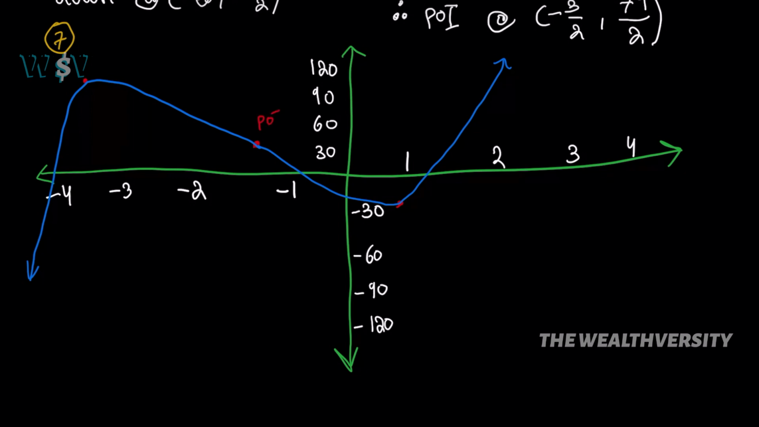correct. So this is the correct sketch for the graph of f(x) = 2x^3 + 9x^2 - 24x - 10. Let's look at another example.